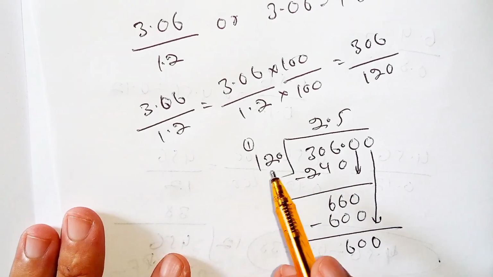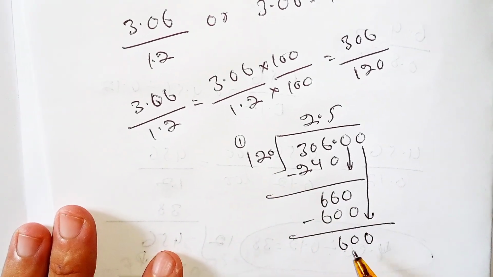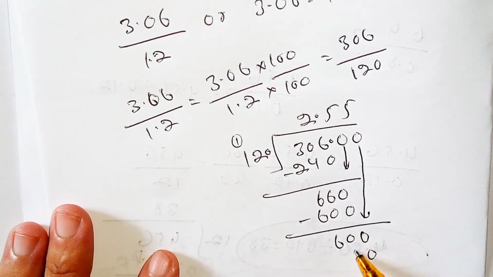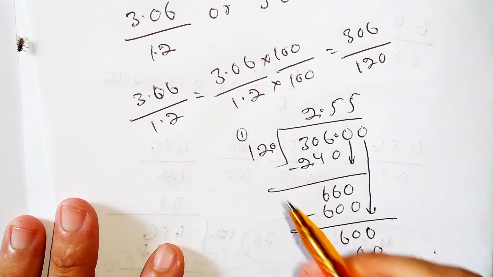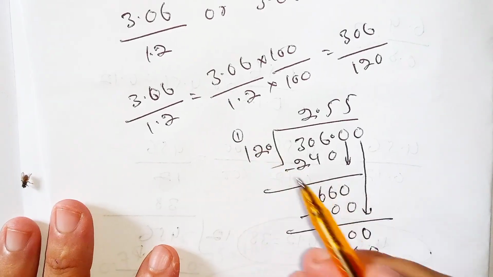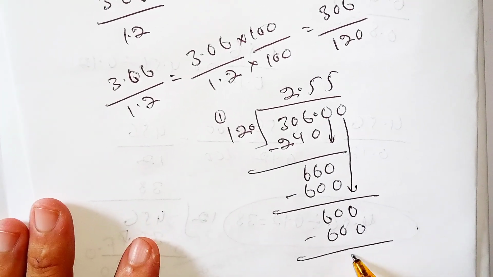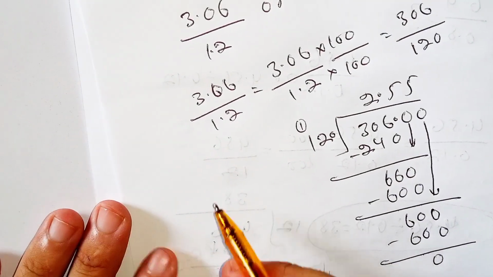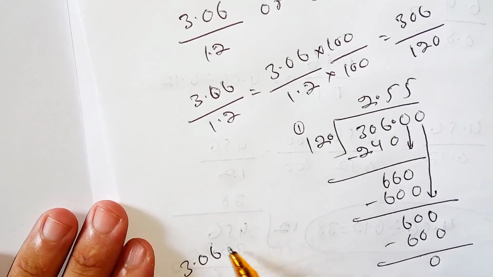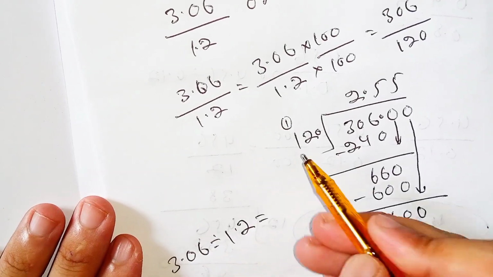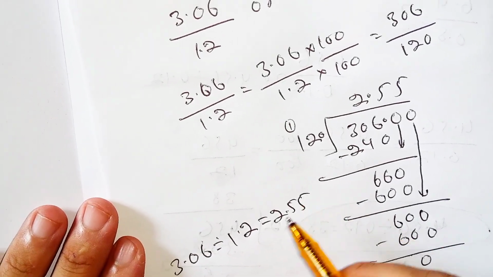So we will put 0 in the dividend and bring it down near 60 to make it 600, right? So how many times does 120 go into 600? So 5 times 0 is 0, 5 times 2 is 10, put 0 and carry 1, right? 5 times 1 is 5 plus 1 is 6. Subtract the 600 from 600, the remainder is 0. So we can say that 3.06 divided by 1.2 is equal to 2.55.